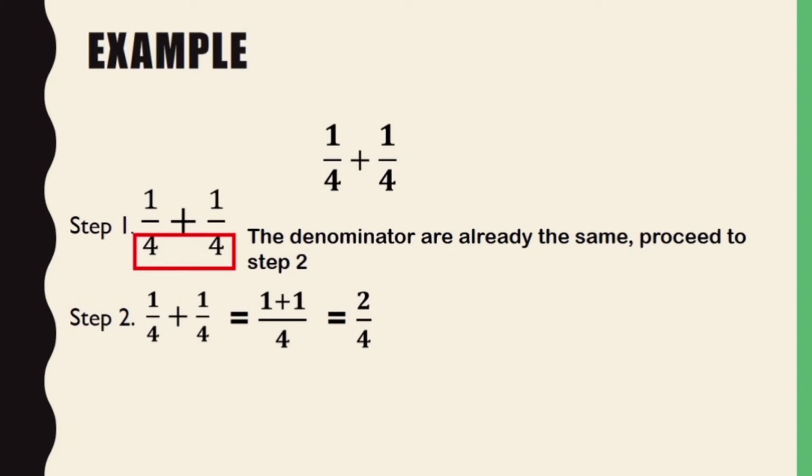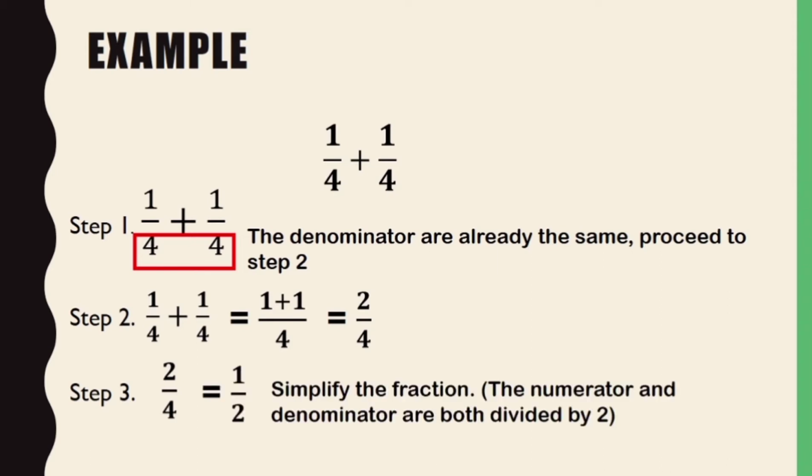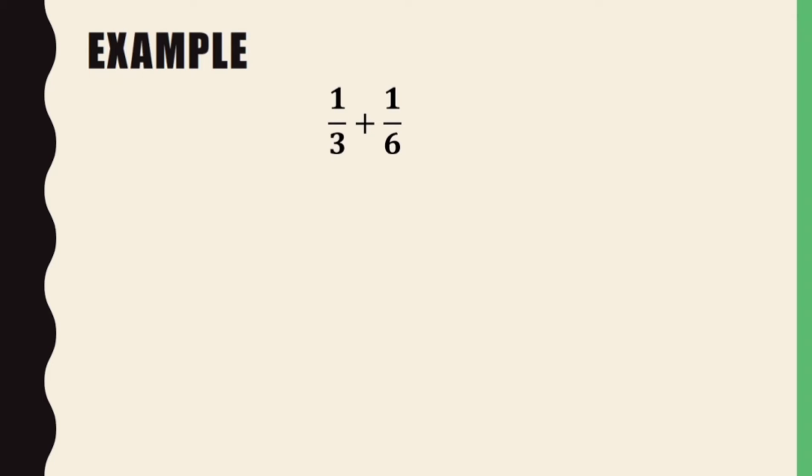For step number 3, we have 2 over 4. Since 2 over 4 is not yet simplified, we are going to simplify 2 over 4. So the answer will be 1/2. To simplify the fraction, the numerator and denominator are both divided by 2. Let's proceed to another example.